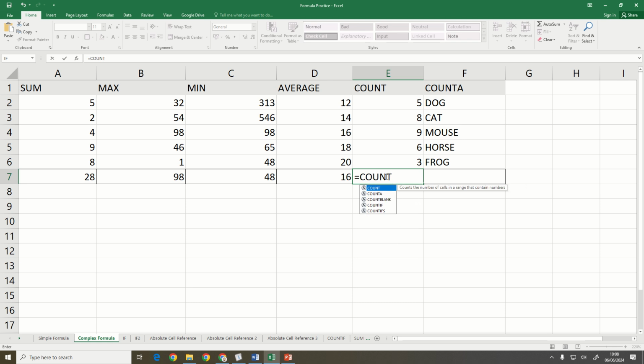So equals count finds all the cells and counts how many have a value in them. So here we should have 1, 2, 3, 4, 5 cells that have a value in them. A value is just a number.